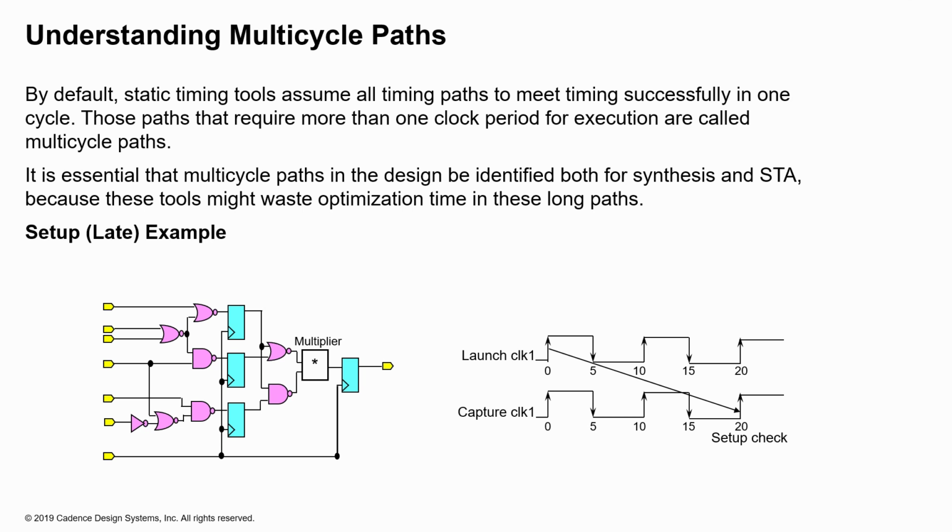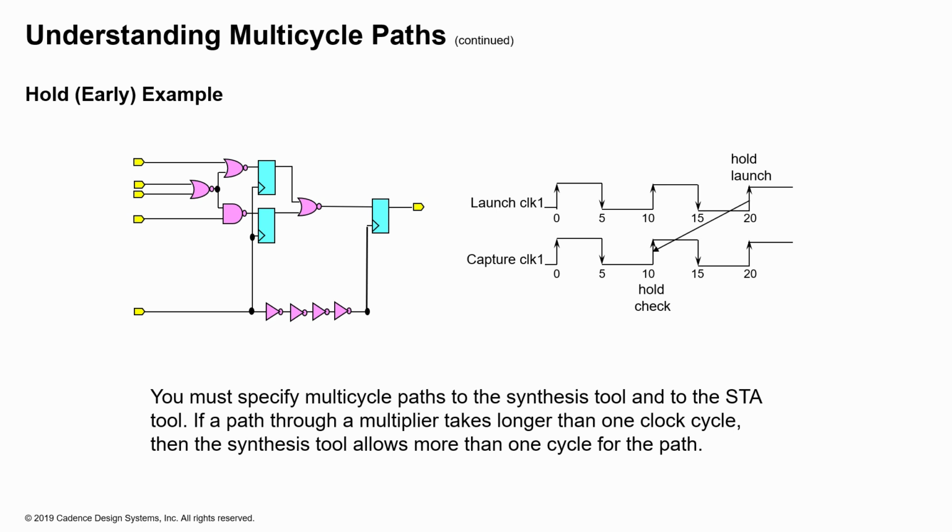In this example, for setup we are saying that this particular path going through the multiplier is a multi-cycle path, and that it would require 2 cycles instead of 1, for example. That is what you would tell the tool. Same thing for hold. You need to tell the tool that it is a hold multi-cycle path as well, and so you need to allow for more than one clock cycle to verify the hold in this particular example.